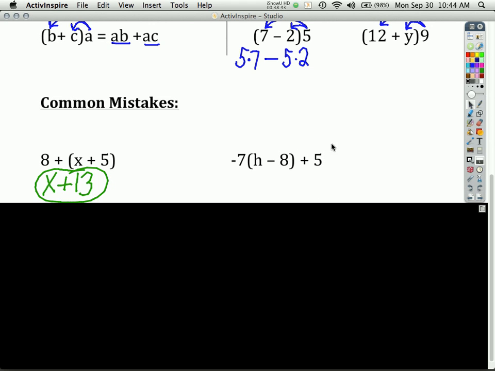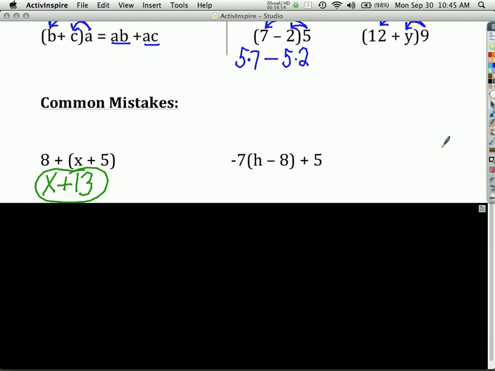Okay, here's the second common mistake I see. My students become confident, which is what I want, but they don't see everything. They don't see all the different examples, and so they do things they're not supposed to do. So they say, Mr. Gallett, I get it. Distributive property, I see the parentheses right here, so I'm going to multiply, and I'm going to multiply. And so I'm going to get negative 7 times h minus negative 7 times 8 plus negative 7 times 5. Anyone see the mistake? Christian?